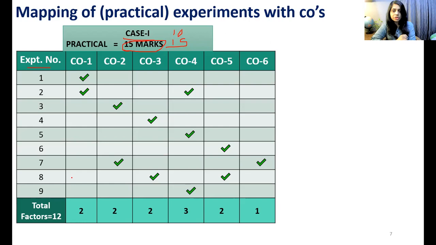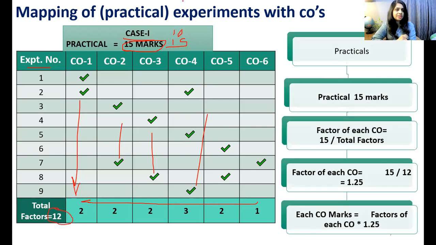Again the same procedure, add this, add this, add this, add this and you will get this number. Now after adding all this you will get a factor. Now here after adding you have got factor 12. Now again the procedure is the same. Now there are 15 marks. Now 15 marks we have to divide into 12 equal parts because your total factor is 12. So we have to divide these 15 marks into 12 equal parts.